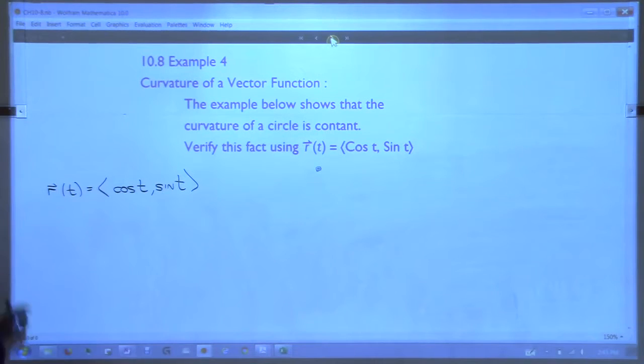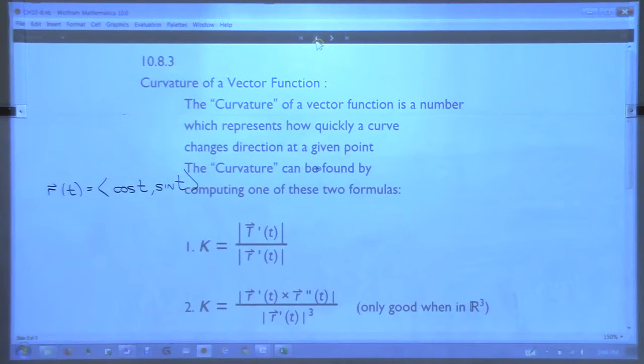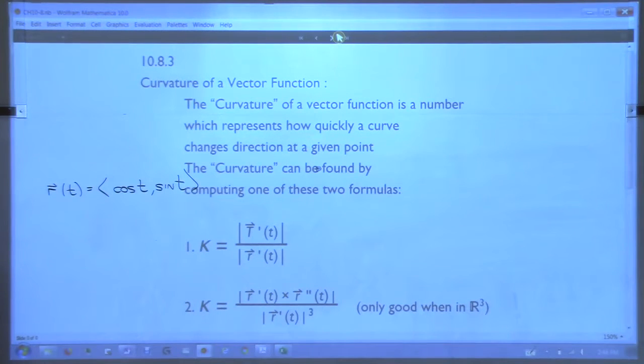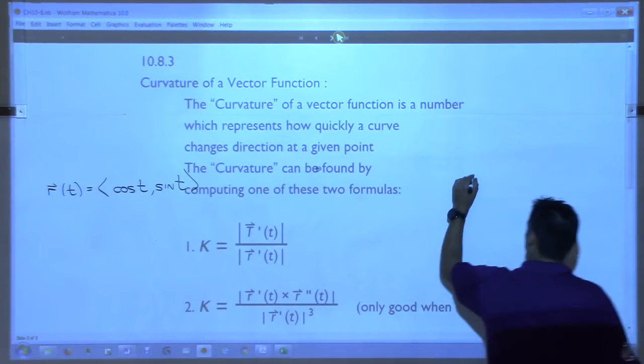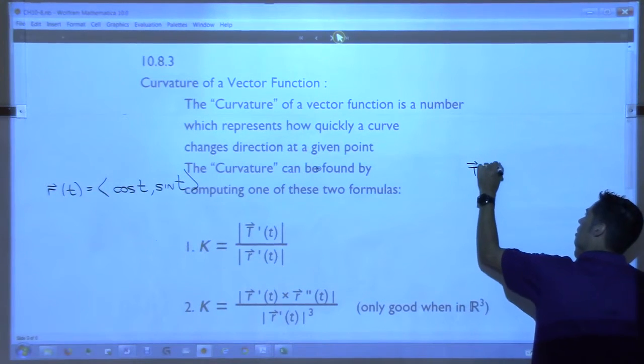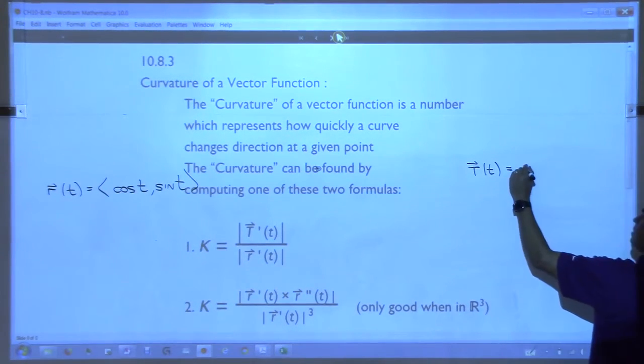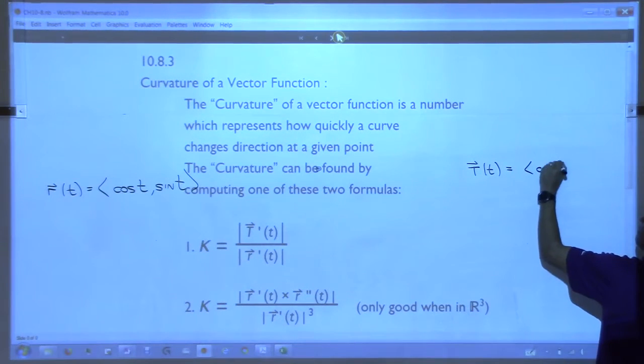So let's use the first formula. Let's get capital T over here first. What is capital T? It's that thing divided by its own length. But what's the length of that vector function? 1, right? So we just got lucky here. Capital T of t is the same as r of t.